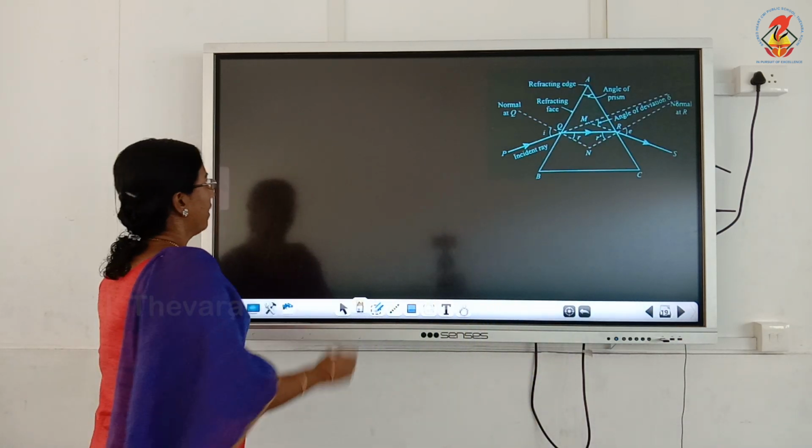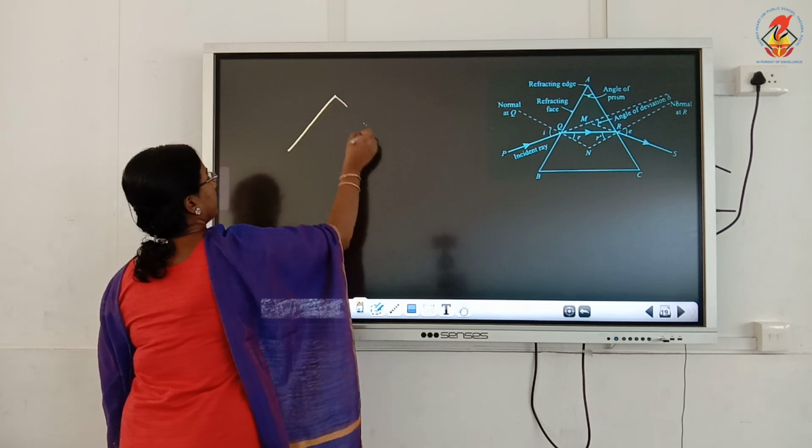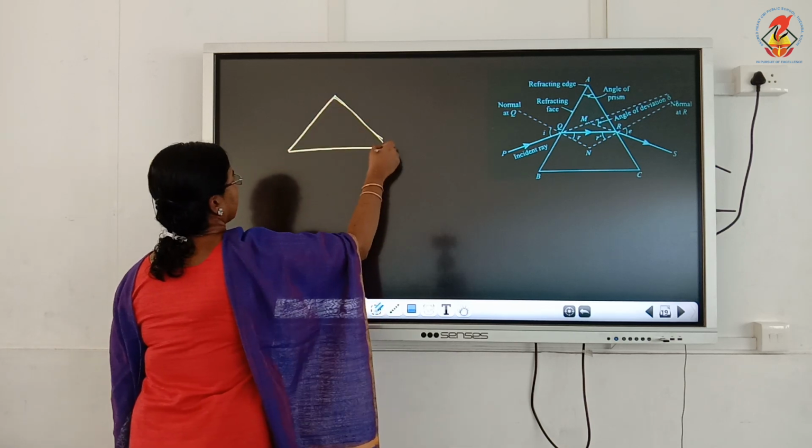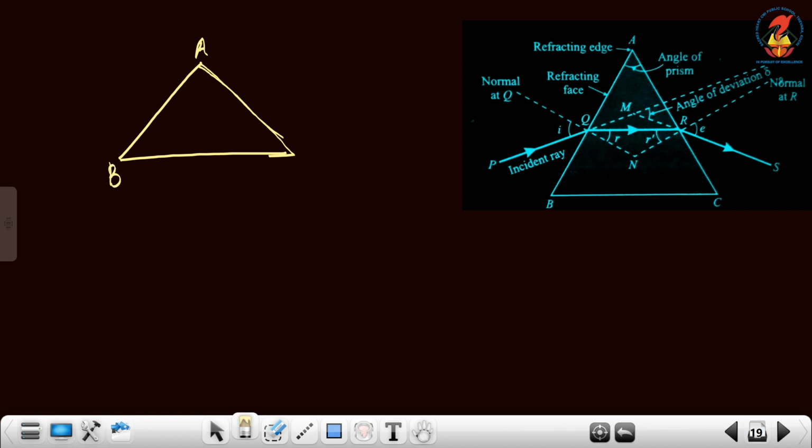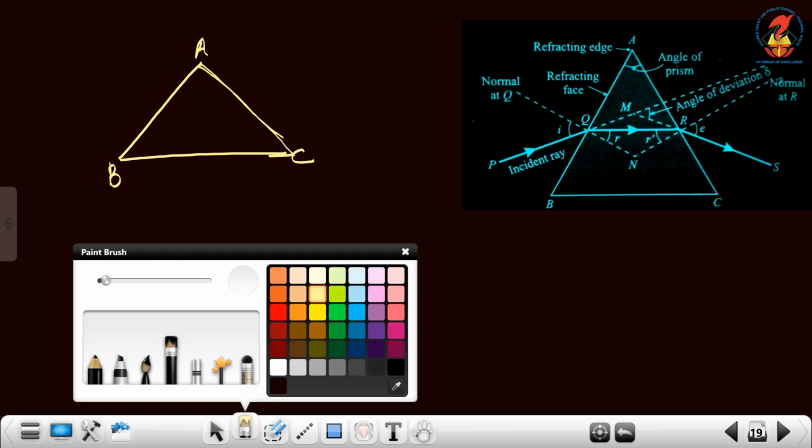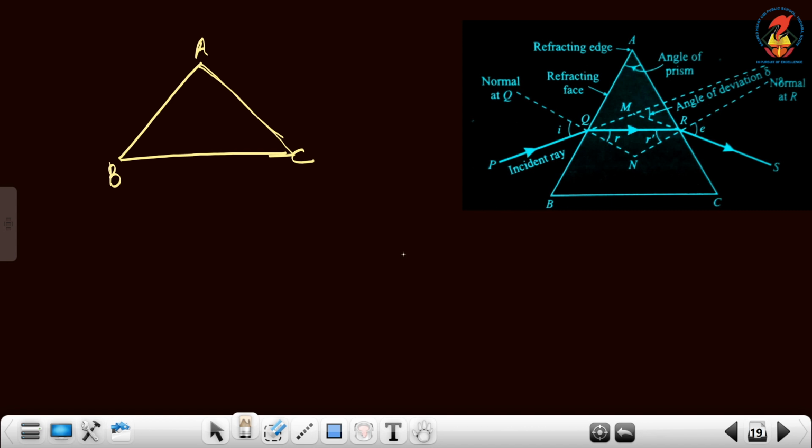So imagine we have a prism ABC, and a ray of light is incident on the face AB of the prism at point Q. So, PQ is our incident ray. Now, what happens when a ray of light is incident on a rarer to denser medium interface? It gets refracted, reaches another face, the face AC at point N. Again it gets refracted. Okay.